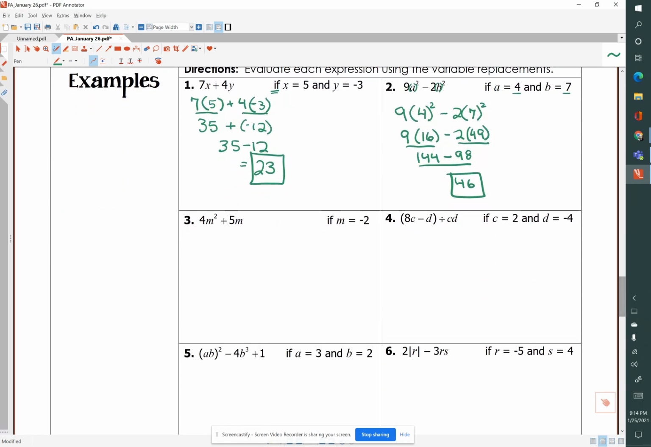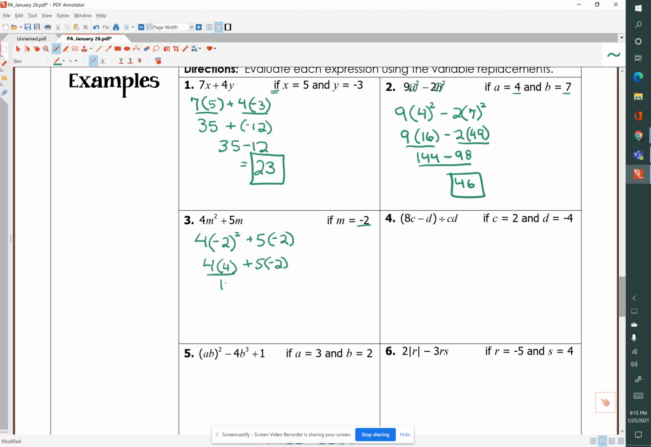Number 3, we have 4m squared plus 5m, and m equals -2. Be very careful with the negative number with this one. So let's rewrite the problem with our substitutions. We have 4 times -2, which will be squared, plus 5 times -2. So we'll start with the exponent because we don't have anything happening in the grouping symbols. -2 times -2 is a positive 4.